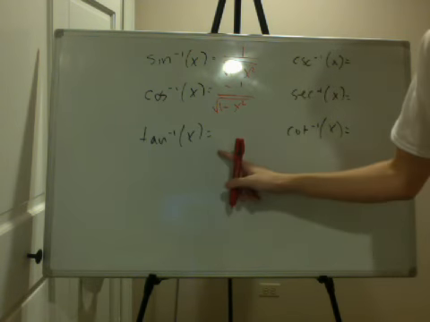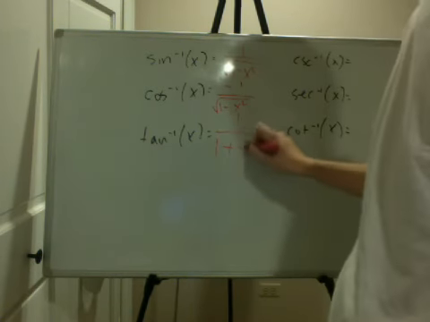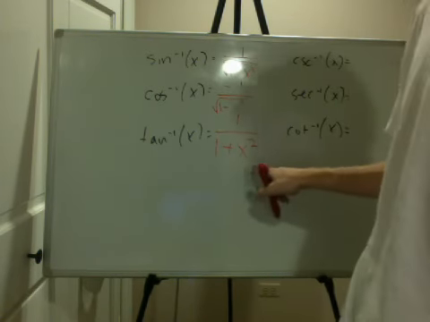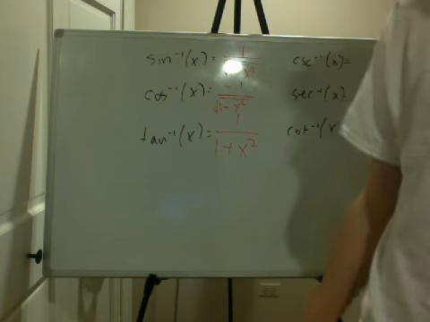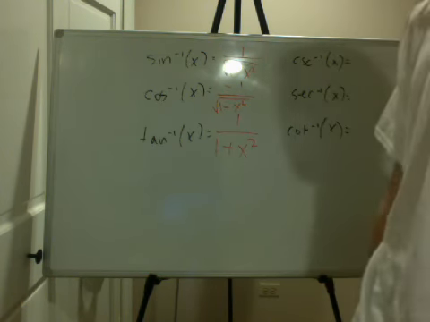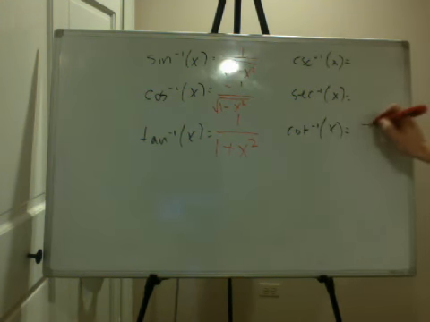Now, tangent is actually a simpler one, ironically, and its derivative is just 1 over 1 plus x squared. The opposite of tangent is cotangent, and that would also just be negative 1 over 1 plus x squared.